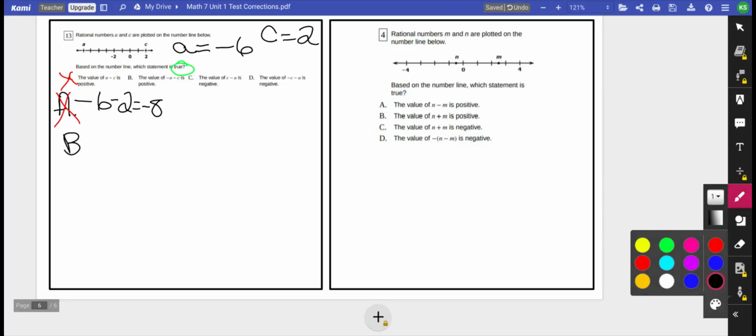B says that the opposite of A, so the opposite of -6, minus 2 is positive. So the opposite of -6 is +6. Minus 2 equals 4. Is 4 positive? Yes, we can stop there. That is the correct answer because we're only looking for one correct answer because it doesn't say select all that apply. It just says based on it which statement is true. And it says statement, so that means only one.